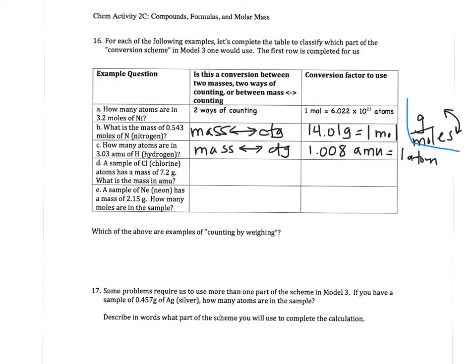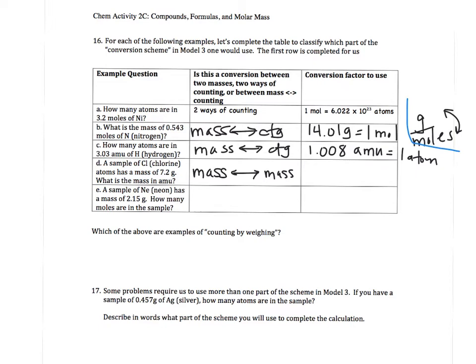So let's look at another one. We've got a sample of chlorine that has a mass of 7.2 grams, and we want the mass in AMU. So this is actually going from mass to mass.